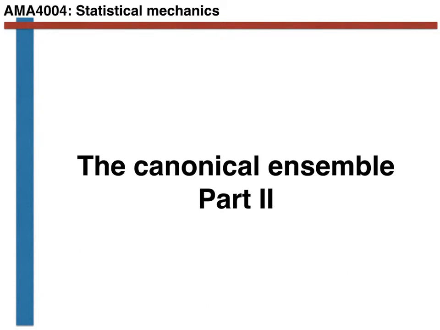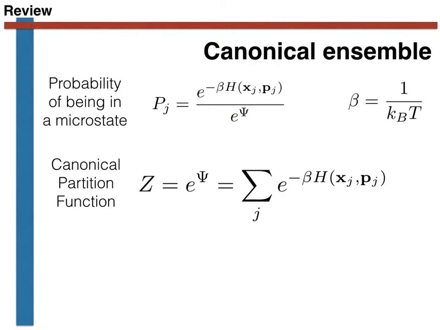Hello. In the last video, we derived the probability distribution for the canonical ensemble and the canonical partition function. We discussed how in this ensemble the volume and number of atoms are held fixed, but that the internal energy is allowed to fluctuate. The system is thus allowed to exchange heat with its surroundings, but is not allowed to exchange work or matter. The final results that we arrived at were as follows.